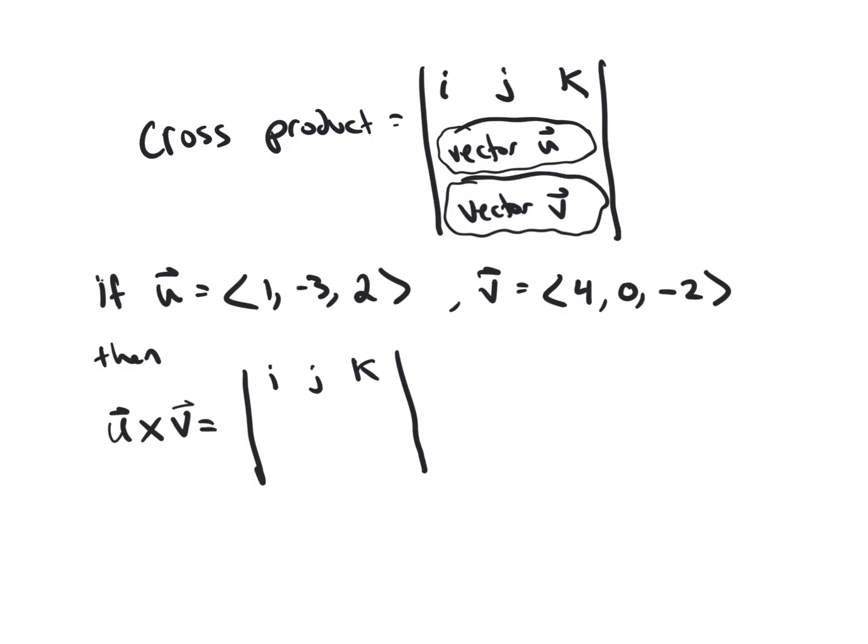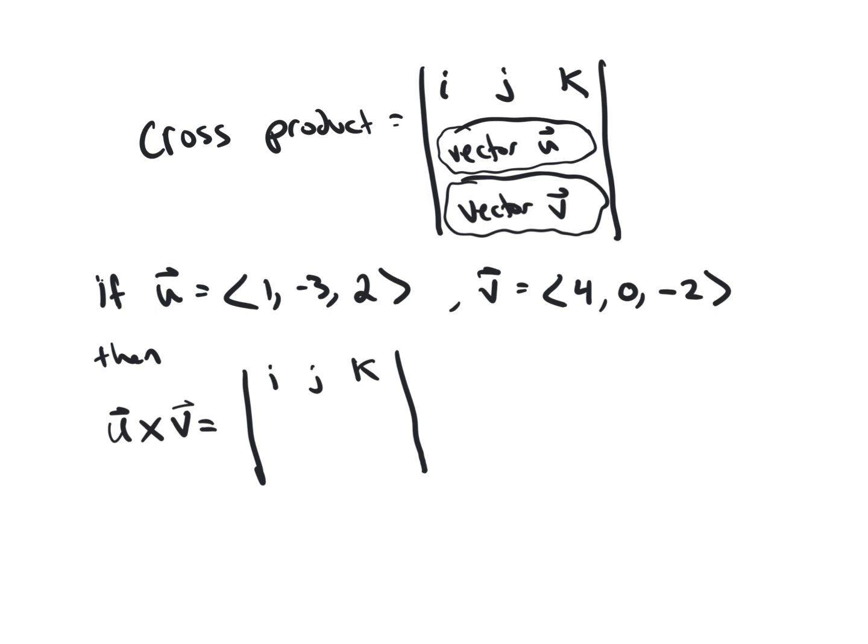And again, if you ever need to, just pause the video to get caught up on what you're writing down. So here's the same thing up at the top there. Let's say we call vector u 1, -3, 2. And then vector v, we're told, is 4, 0, -2. So now we're going to fill in this matrix determinant.